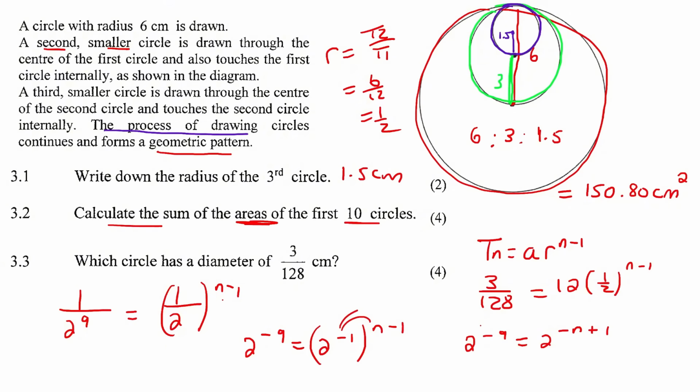It becomes negative n plus 1. Okay, now we can get rid of the 2's because they're the same on both sides. And then you can do whatever you need to do, but you should eventually end up with n equals 10. So which circle has a diameter of that? It's going to be the 10th.